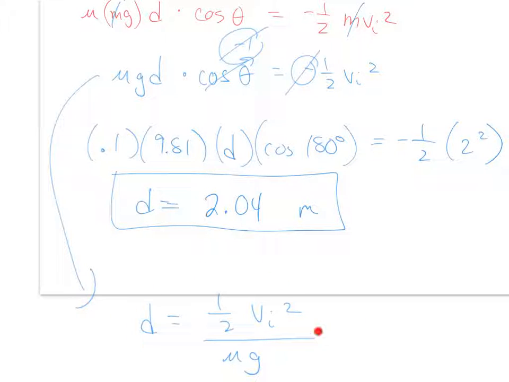By solving algebraically, I can see the relationship that exists. I can see that if I have more friction, I have less distance. And that makes sense. You wouldn't slide as far on a floor if there was a lot of friction. You wouldn't go far. If there was very little friction, you'd go much further. So it's good to see how they're related.